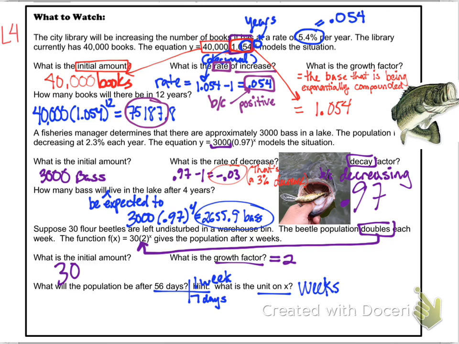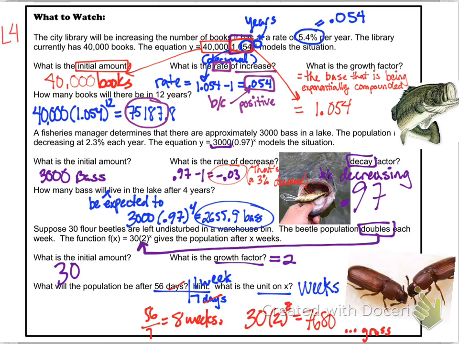Since weeks is our unit, but they gave us days, we have to convert days to weeks. So that's 56 days is 8 weeks. Plug that in for the independent variable. And that gives us 7,680 beetles. Gross.